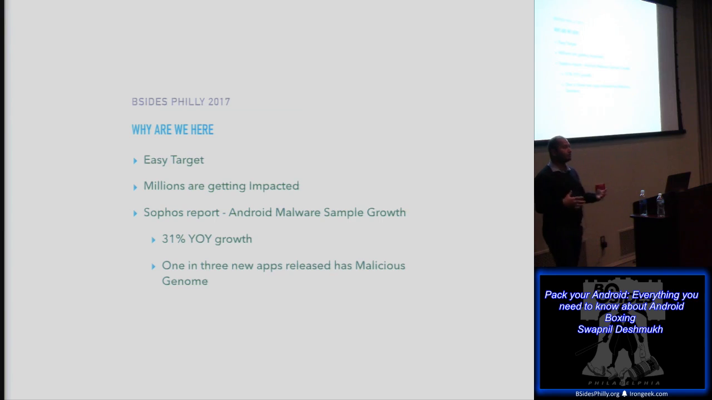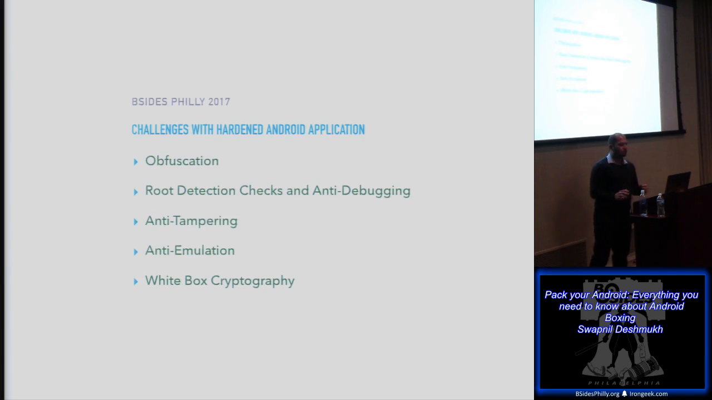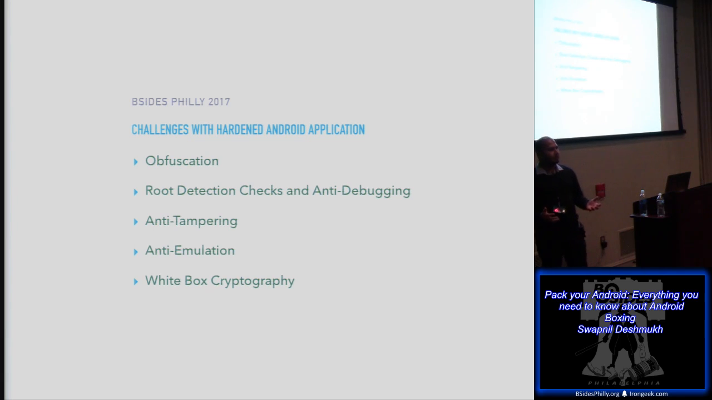They even state that 1 in 3 applications released in 2017, so this particular year itself has some malware genome. So 1 in 3 applications that we have installed in 2017 may be impacted with malware genome. So it becomes very important for us as security personnel to understand what that malware is trying to do and how we can identify those.